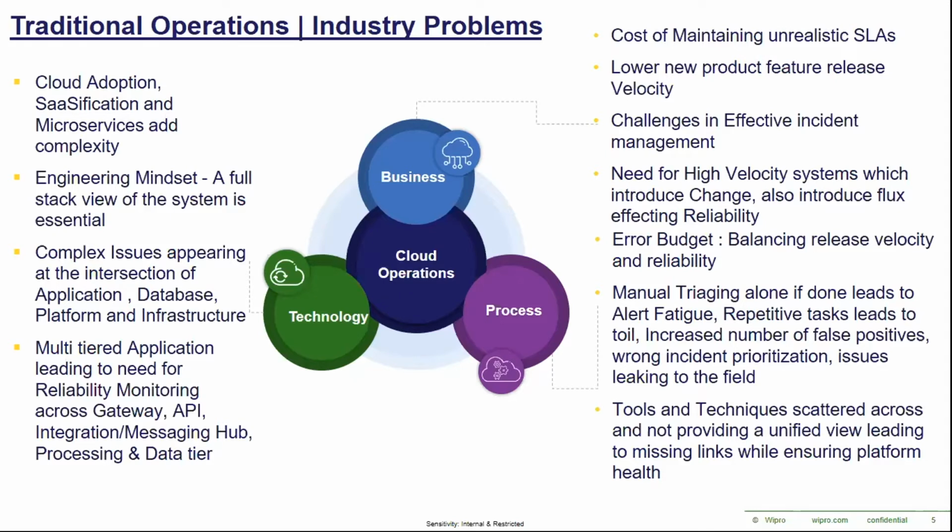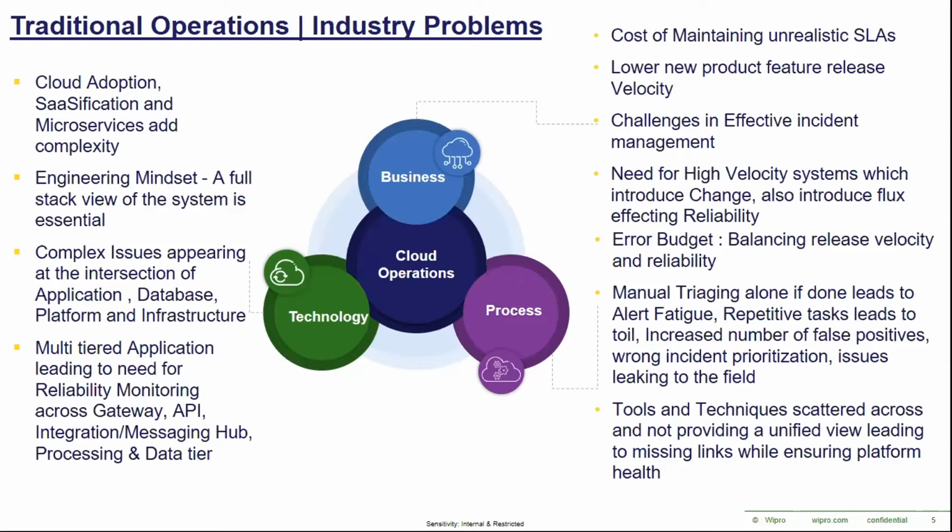The fourth one is multi-tiered applications, where there is a need for monitoring the reliability across the gateway, API integration, and messaging hub. These are the technological difficulties, the challenges you will face when you move to cloud applications.